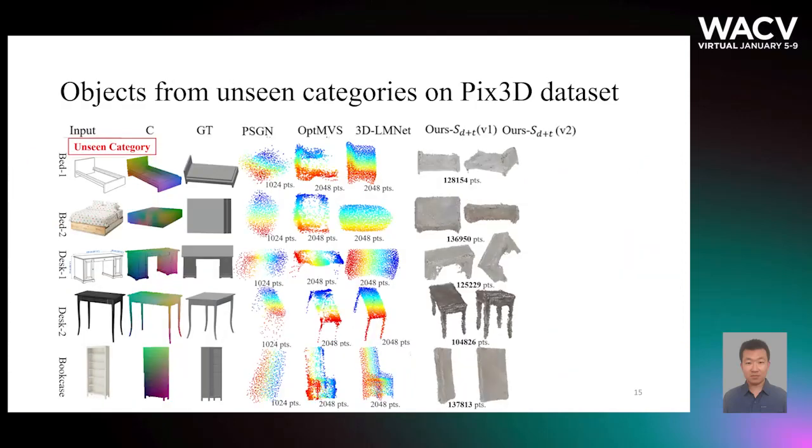In the second case, we reconstruct real-world objects from 7 unseen categories. This figure shows qualitative comparisons. Our method produces reasonable structure for beds, desks, and bookcases, while the baseline methods take them as sofas and chairs. Our outputs also recover more details like the curved legs.